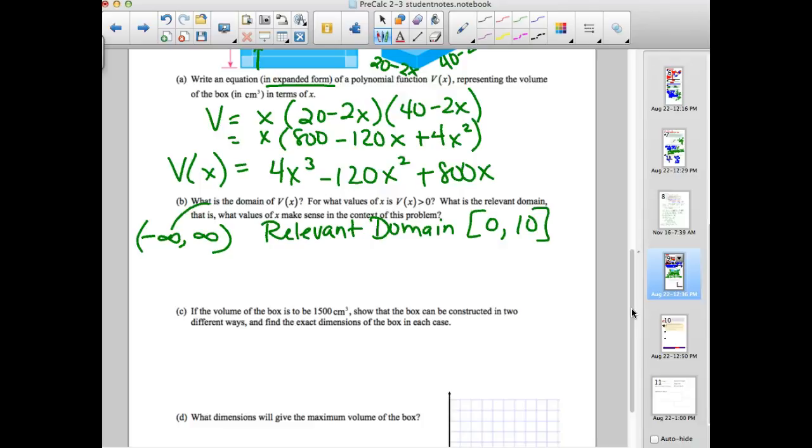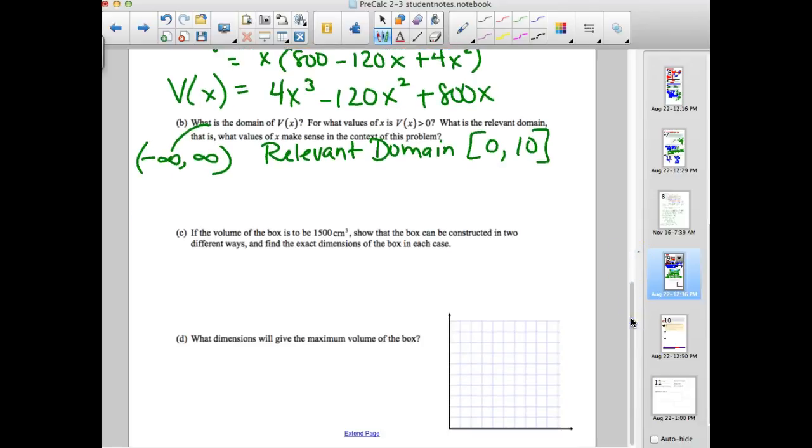Part C. If the volume of the box is to be 1,500 cubic centimeters, it says show that the box can be constructed in two different ways and find the exact dimensions of the box in each case. So it's going to be a picture like we had in our last example, where there's two options that give us a volume of 1,500.